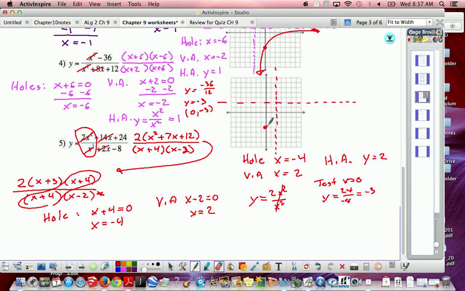That tells you that you are in quadrant 1 and 3. So when I go ahead and sketch it, just got to remember I have a hole at -4. So here at -4, I'm going to put a little hole. So here's my graph. And there's my other graph. And that completes our worksheet.